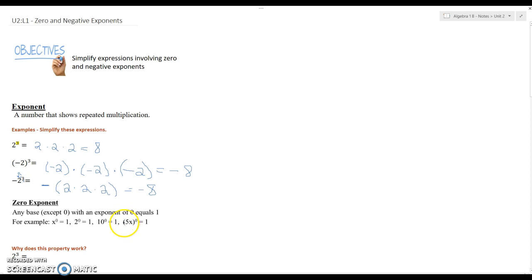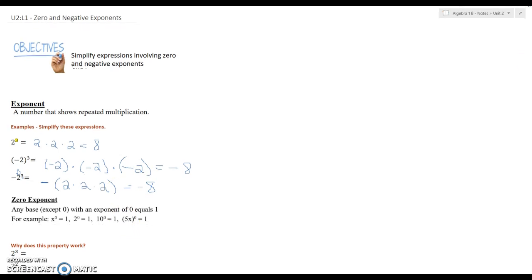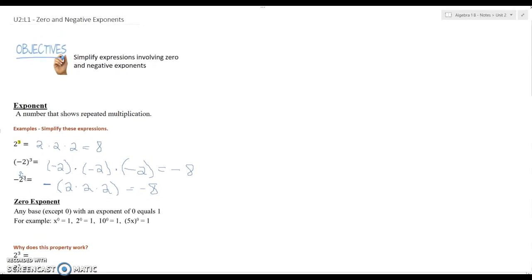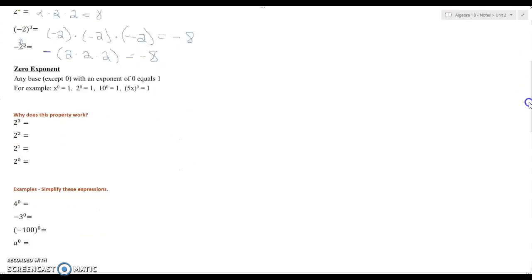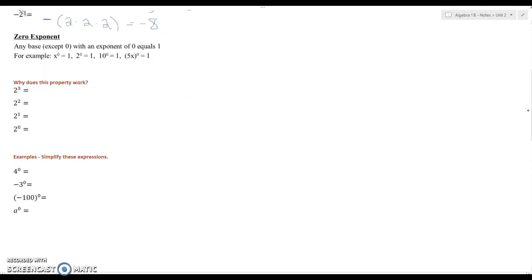The next thing we're going to look at is zero exponent. So when we have an exponent of 0, it means by definition that any base except for 0 with an exponent of 0 equals 1. So looking at these examples, x to the 0 power equals 1, 2 to the 0 power equals 1, 10 to the 0 power equals 1, and 5x to the 0 power equals 1. So anything to the 0 power equals 1.